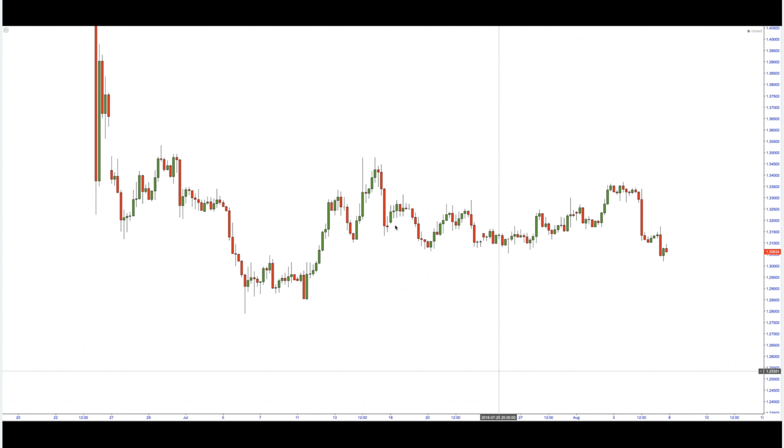So first and foremost, this is the GBP USD chart. This is the 4-hour time frame. I'm sure everybody is familiar with the time frames now after watching the TradingView chart setup and tutorial. As you can see, this chart is nice and clear. We have no indicators on here.